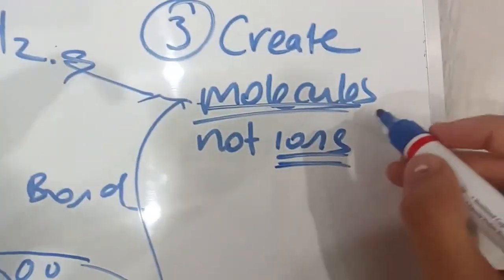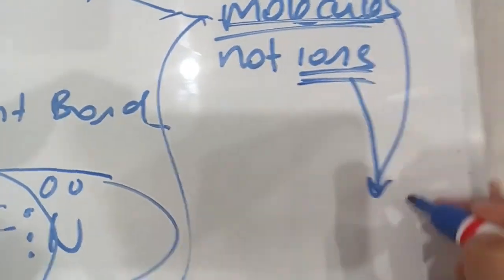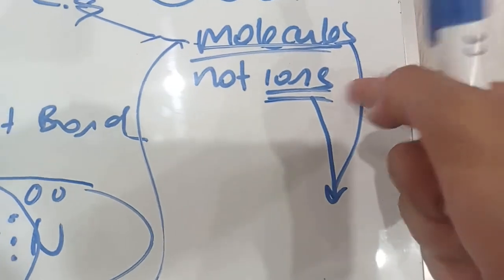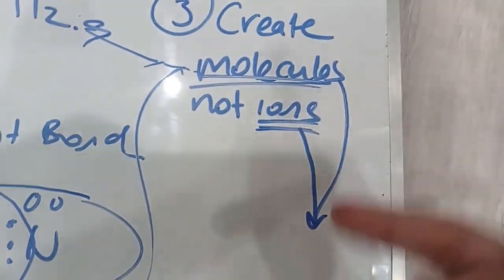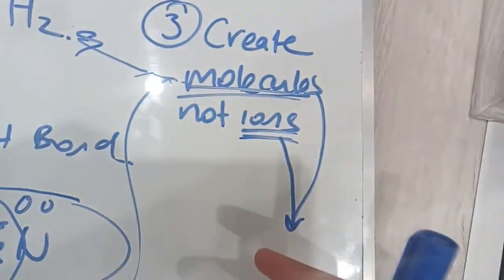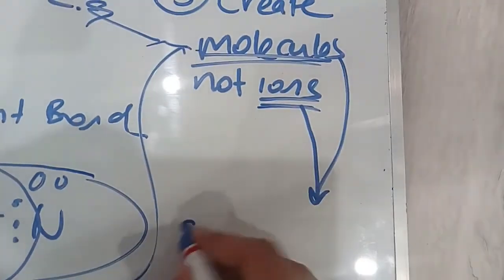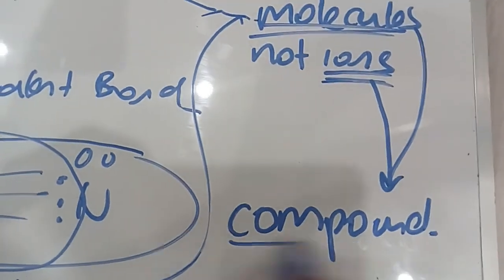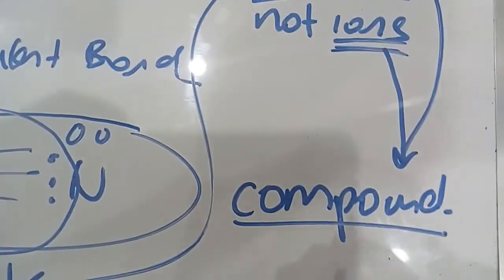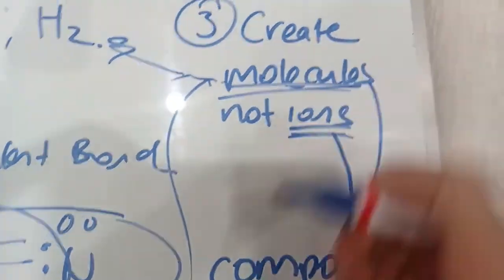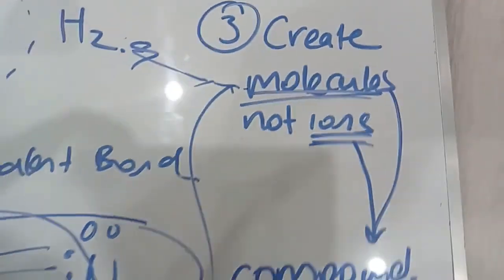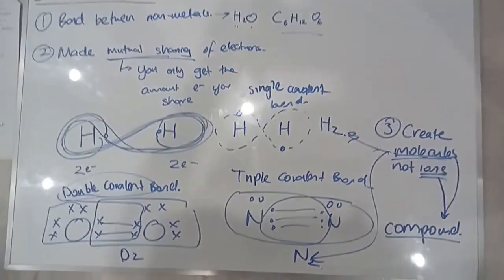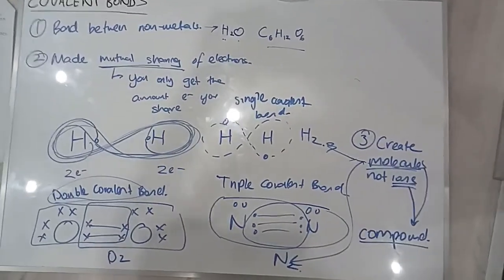But remember, when you create an ion with two different atoms, or when you create a molecule with two or more different atoms, you get a compound. So remember, in the case of ions, it's two different atoms. In the case of molecules, it's two or more different atoms. So these are the key points when it comes to the properties of covalent bonds.